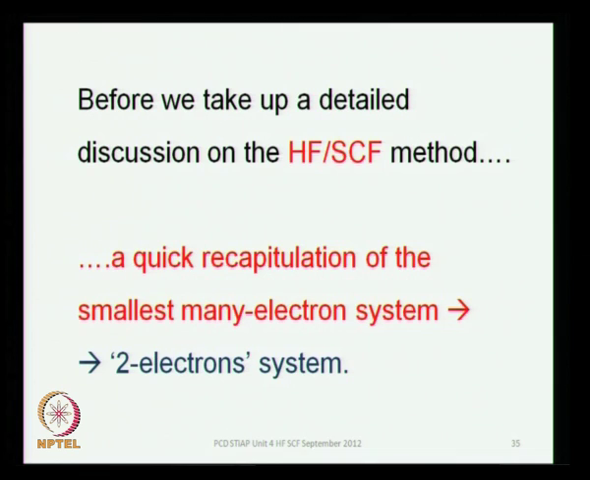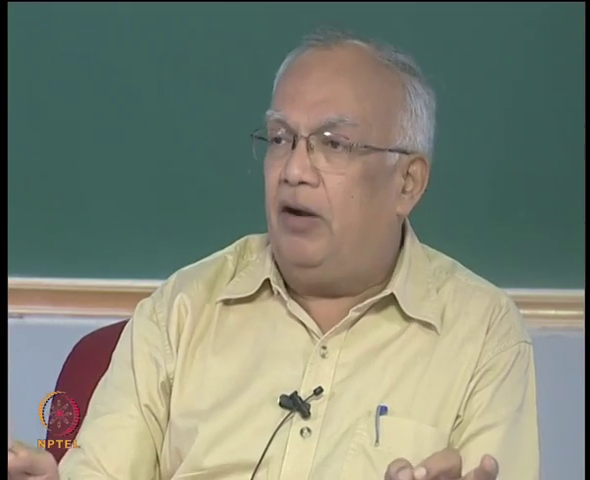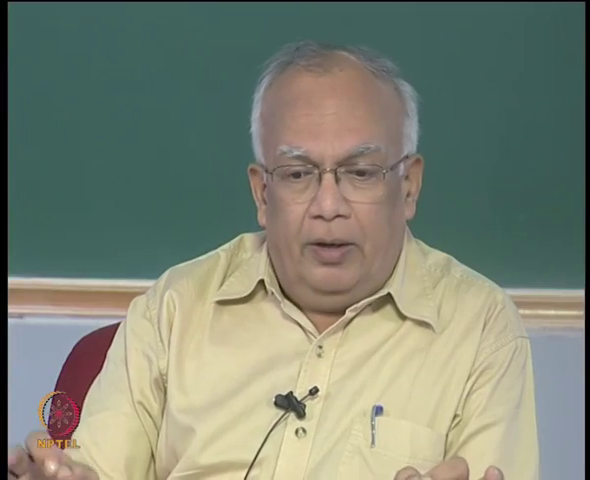Now, before we have a very extensive discussion on the entire self consistent field method, I will spend some time talking about the smallest many electron system, which is the 2 electron system. So let us just consider 2 electrons, nothing else. Our entire system under consideration is just a pair of electrons. These are identical particles, so they will be described by a geminal because they are completely indistinguishable. Let us see what kind of quantum states we get which describe this 2 electron system.